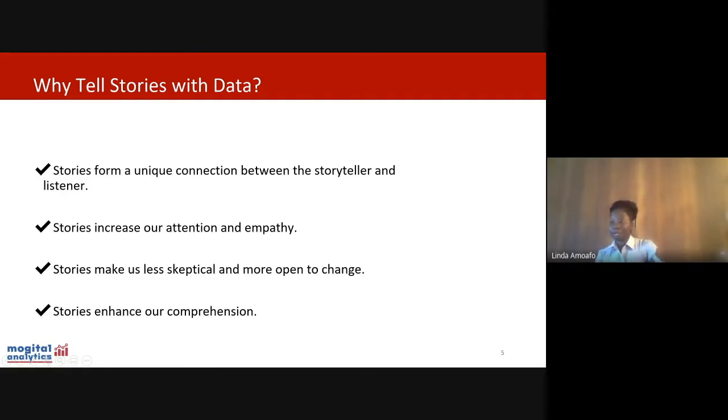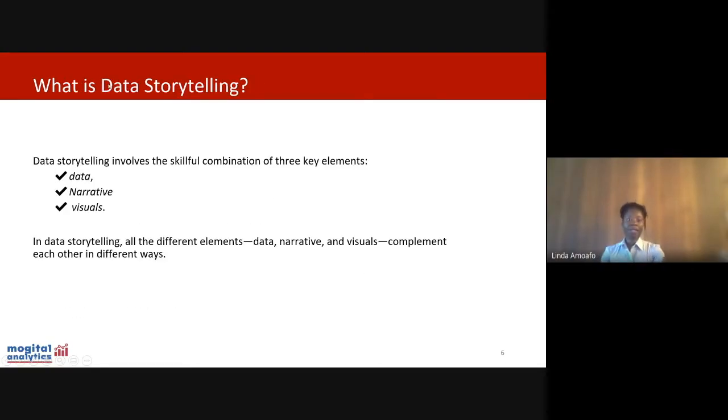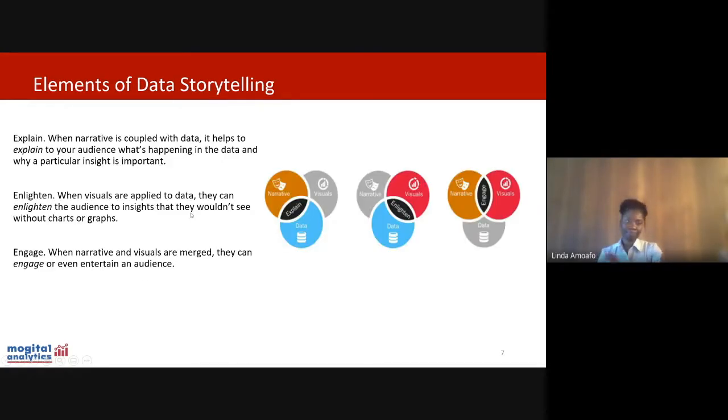So now the question is, how does data storytelling work? We want to tell stories with our data, so how does this process work? Data storytelling involves the skillful combination of three key elements. That's the data, the narrative, and the visuals. And in data storytelling, these three key elements, which I just mentioned, complement each other in different ways.